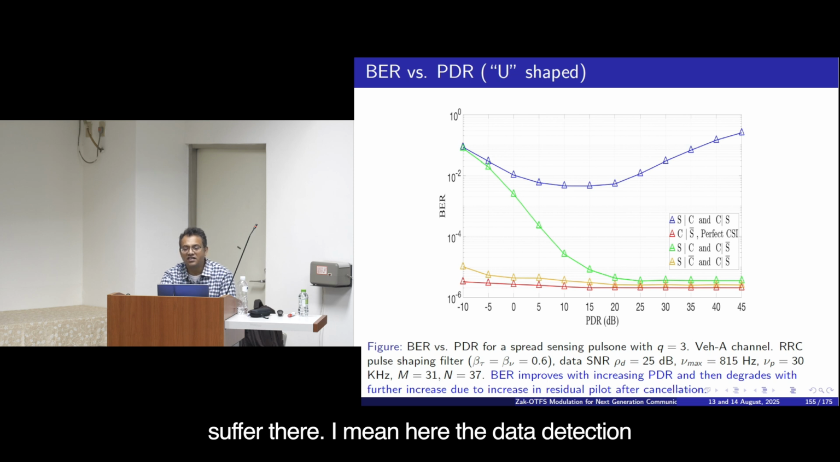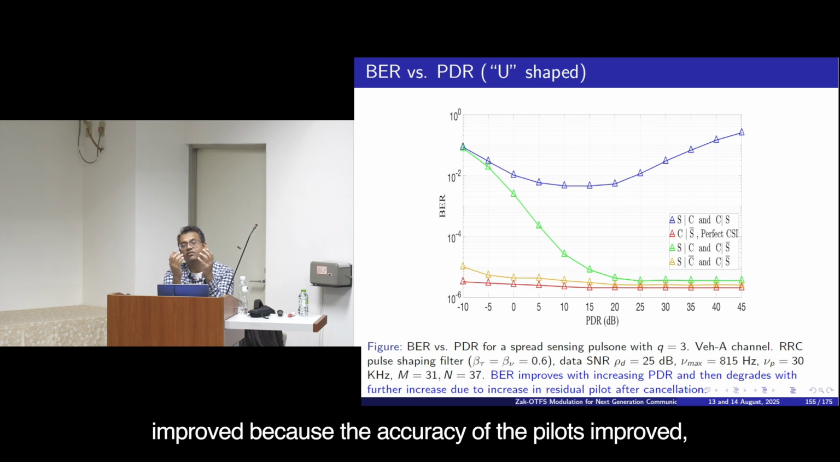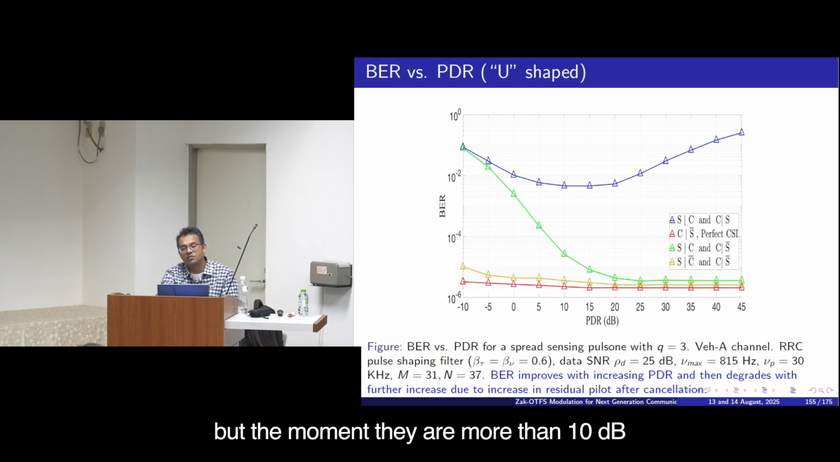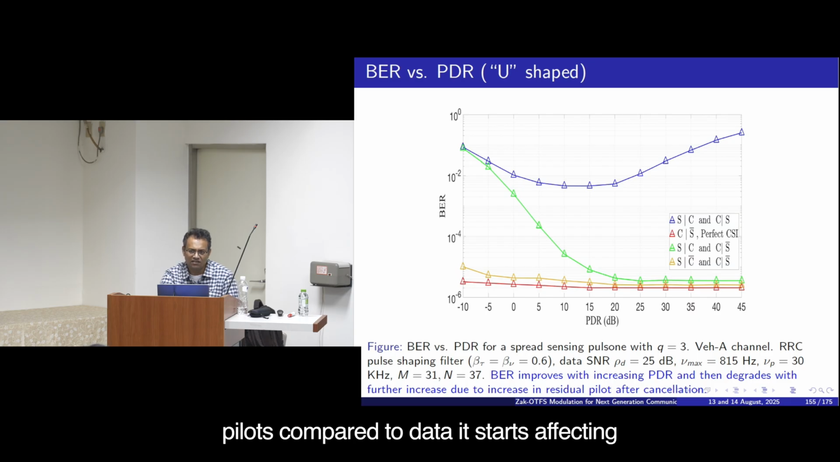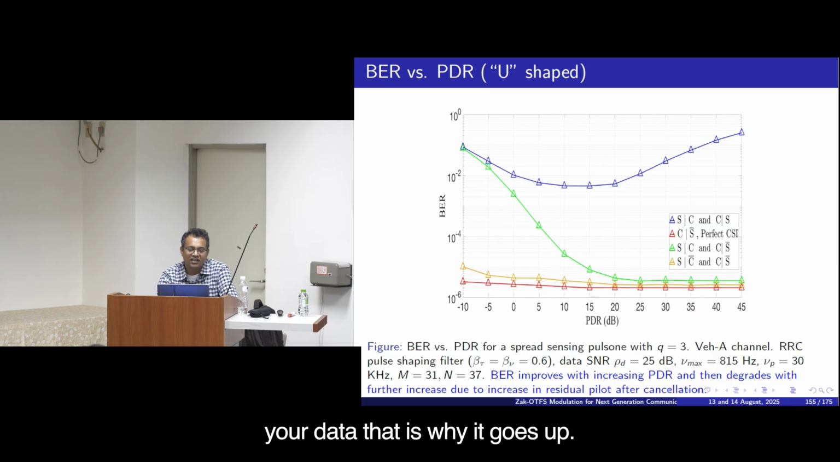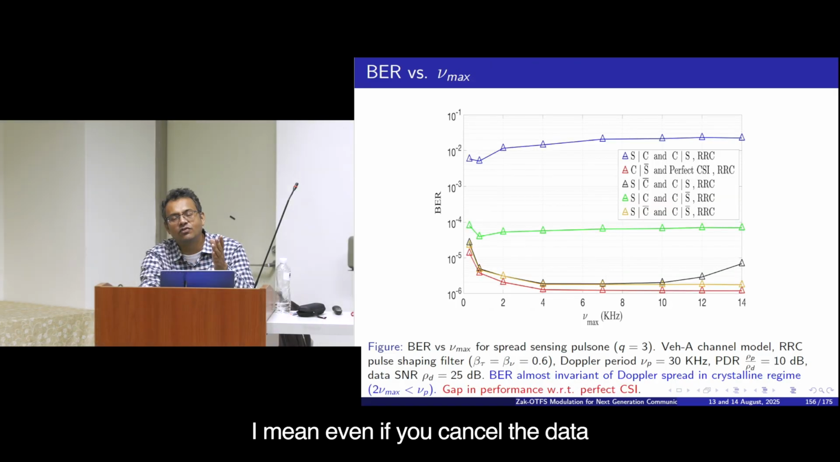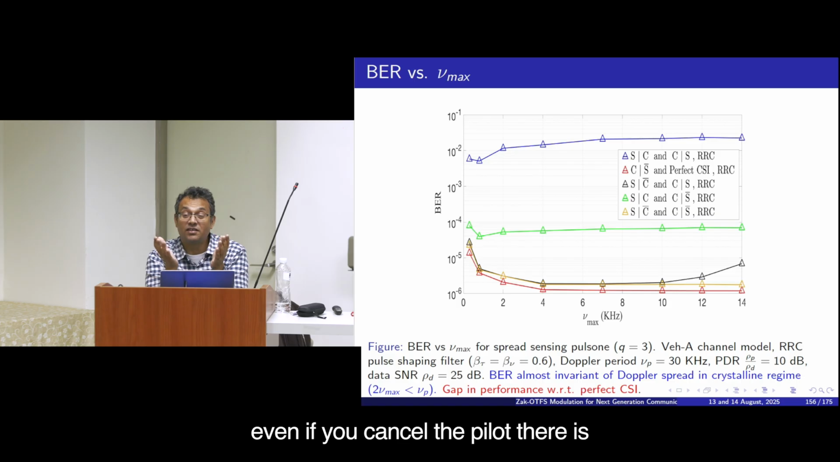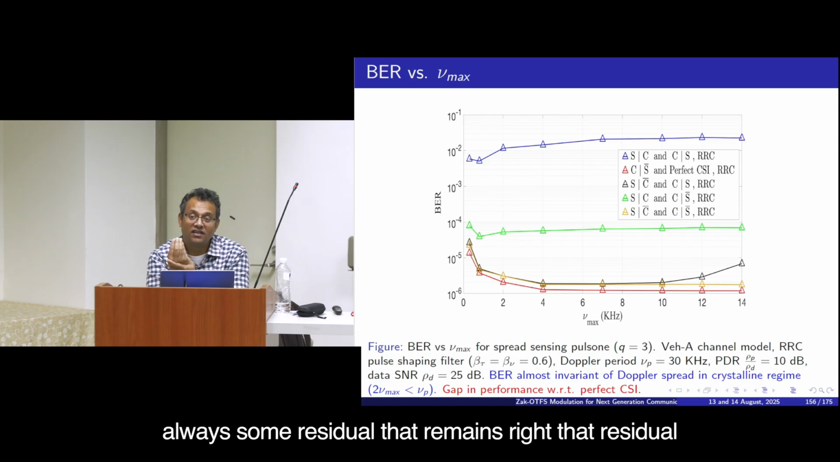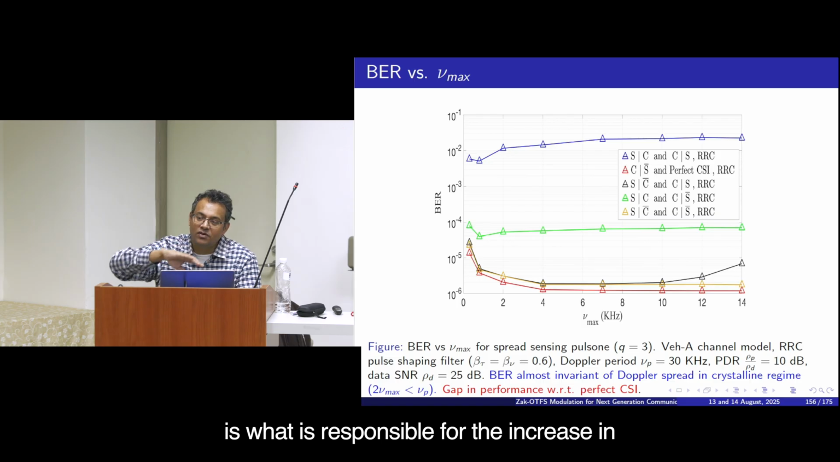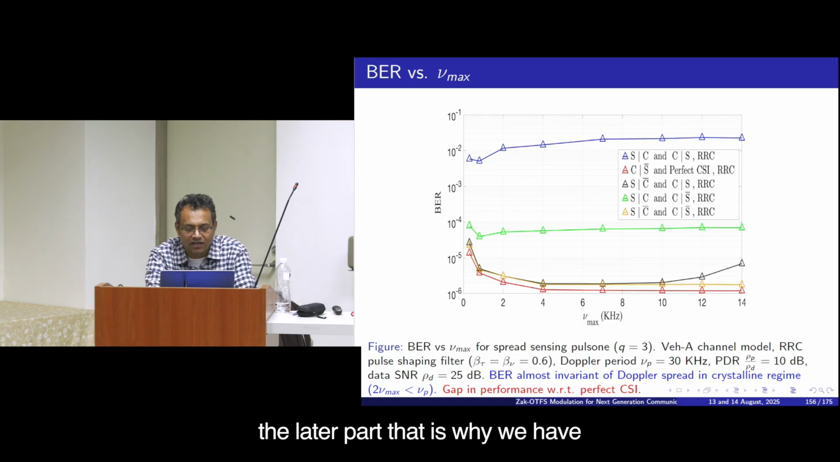Here the data detection improved because the accuracy of the pilots improved, but the moment the pilots are more than 10 dB compared to data, it starts affecting your data, that is why it goes up. So, you see this characteristic U shape, okay. Even if you cancel the pilot, there is always some residual that remains, right. So, that residual is what is responsible for the increase in the later part, that is why you have the U shape, okay.